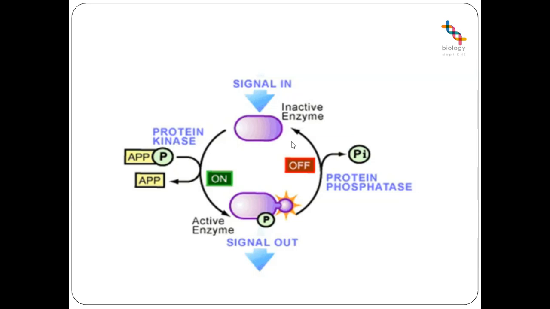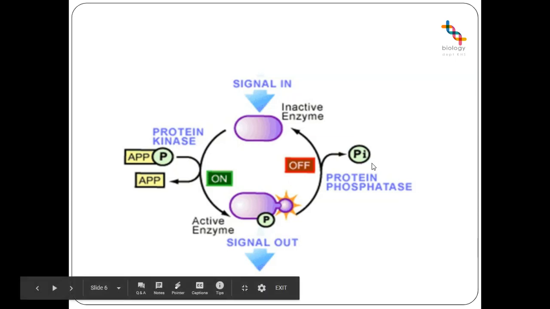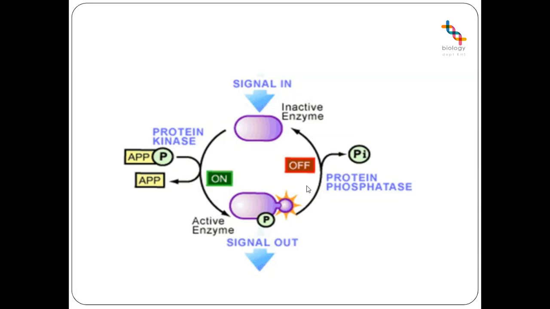The resultant reversing change, if we did want to switch that enzyme off, is catalysed here by protein phosphatase. And say we remove that phosphate molecule from our protein and release it back into the cell, we now have an inactive enzyme. So that's the importance of it being reversible, is that we can switch on and off different proteins depending on the different conditions in the cell.